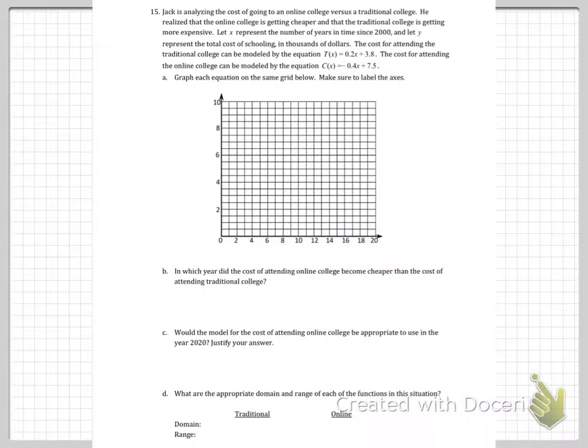All right, last problem here. Jack is analyzing the cost of going to an online college versus a traditional college. He realized that the online college is getting cheaper and that the traditional college is getting more expensive. Let x represent the number of years in time since 2000 and y represent the total cost of schooling in thousands of dollars. The cost for attending a traditional college can be modeled by T of x. The cost for attending an online college can be modeled by C of x.